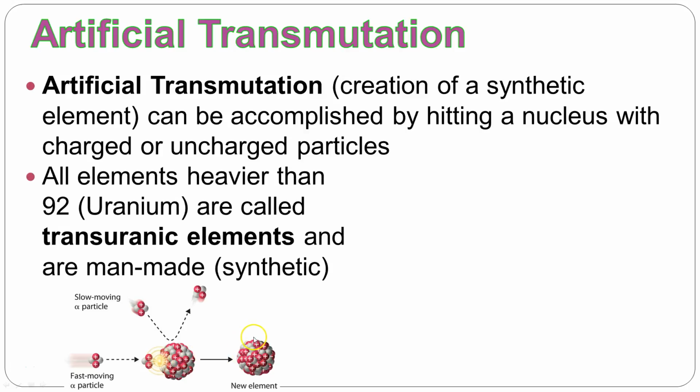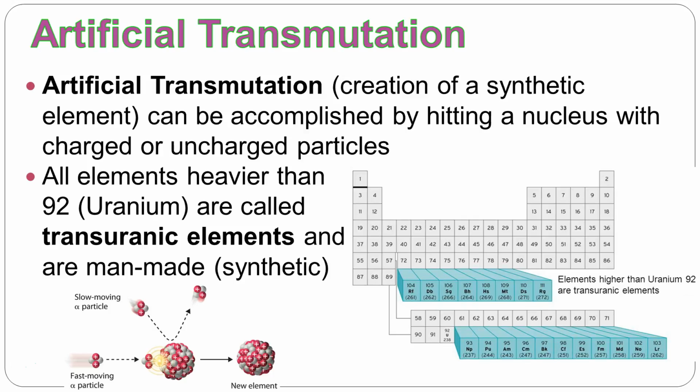Anything heavier than element number 92, which is uranium, they're called transuranic elements, and the only way you ever see them in the universe is that they were artificially created. We would say these are man-made or synthetic elements. This isn't even complete. We actually go all the way out here to 118. But everything here, so here's uranium 92, everything after this, completely synthetic, completely made by man.